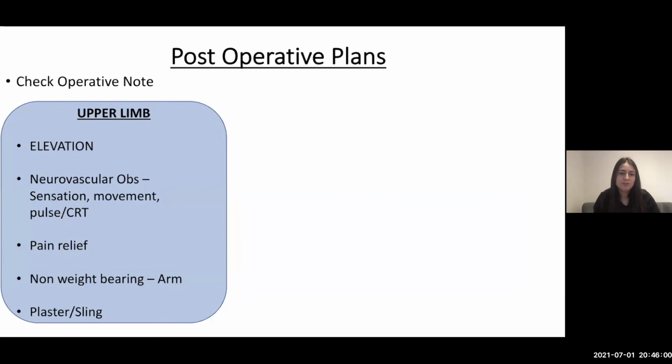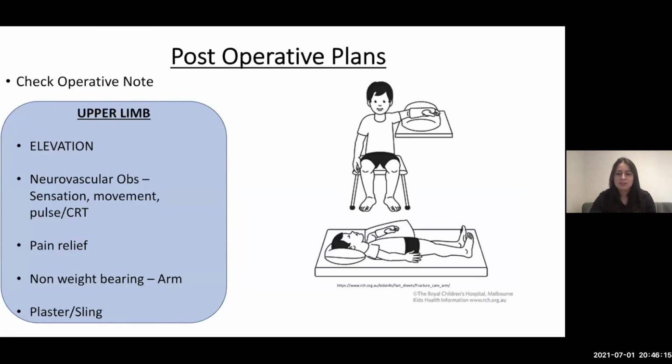Post-operative plans for upper limb surgery. You want to check the operation note for everybody, but the main thing in all orthopedic operations is to elevate the limb. For the upper limb, if they're sitting on the chair, you want the hand to be above the heart, preferably. One thing to remember is the fingers need to always be higher than the elbow. This is if they've had hand surgery or wrist surgery. You want that bit to be higher so all the fluid drains.